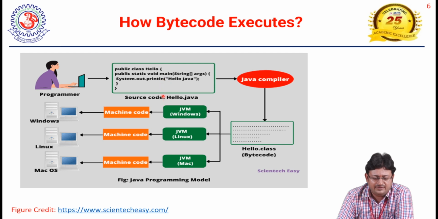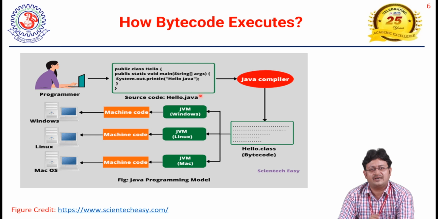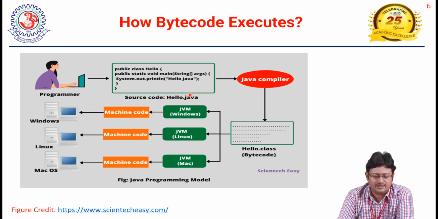Everyone knows that for every programming file, you have to follow the respective extension. If it is C, you can save it with .c. If it is C++, you can save it with .cpp. If it is Python programming, you can go for .py. And if it is Java programming, you can save the program with .java. Okay. So now the programmer has the source code ready, hello.java.